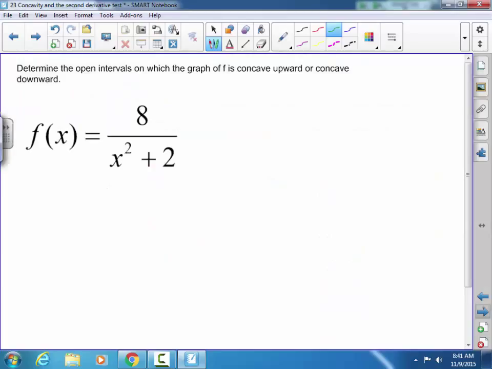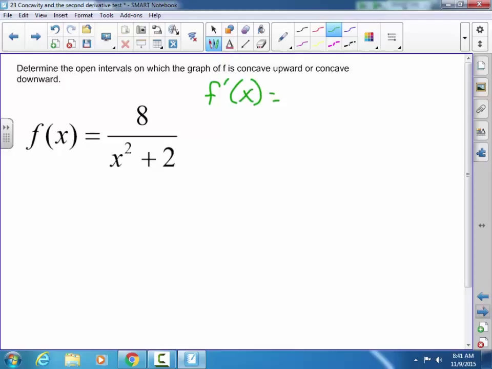So let's look at this function here. Lovely function. No one remembers what it looks like, and that's quite all right. Determine whether the graph is concave upward or concave downward without graphing it, okay? So what do we need to do algebraically to figure this out? Yes, sir? Take the first derivative. Will the first derivative tell us about concavity? No. Then take the second derivative, okay?